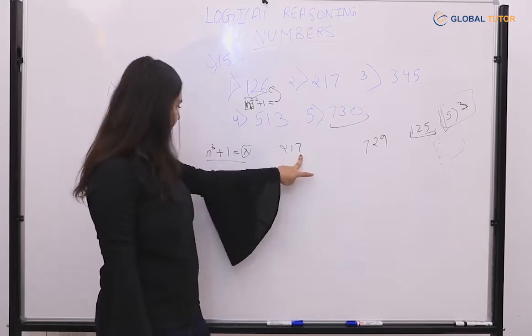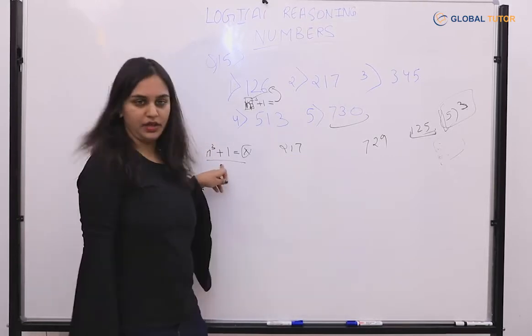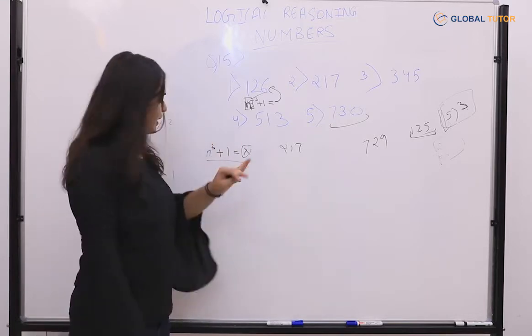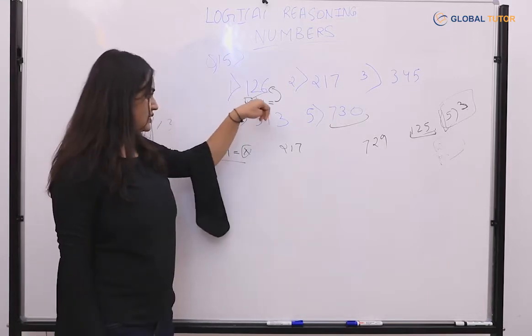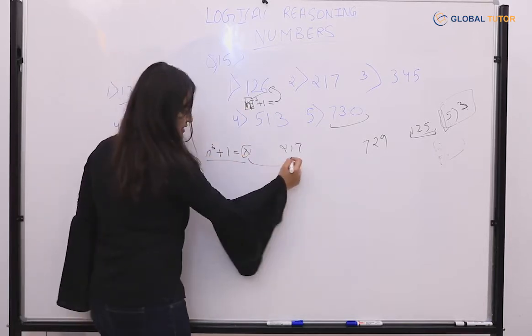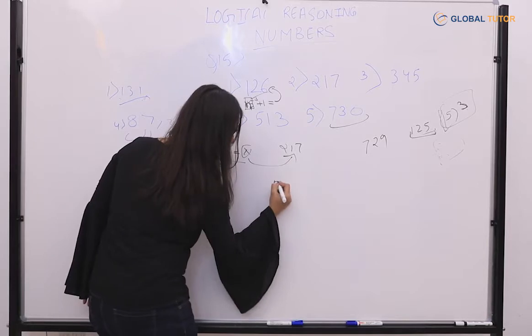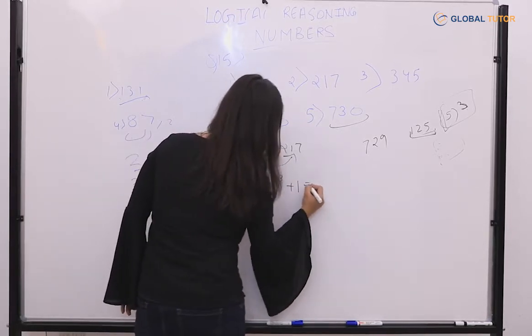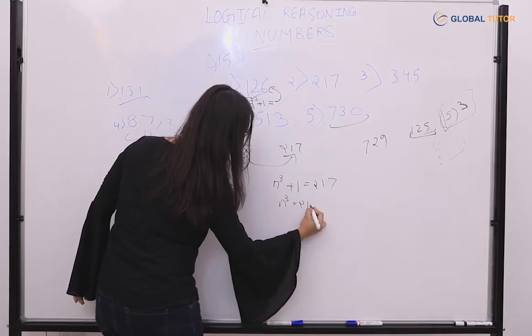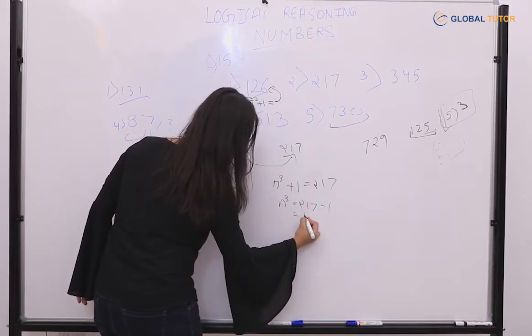Now let's try and match this with this formula. In our previous questions, we didn't do that. We did it all randomly, right? Let's try and solve this way. So n cube plus 1 equals x. Here our x is 217. So n cube plus 1 equals 217. n cube equals 217 minus 1, which is equal to 216.